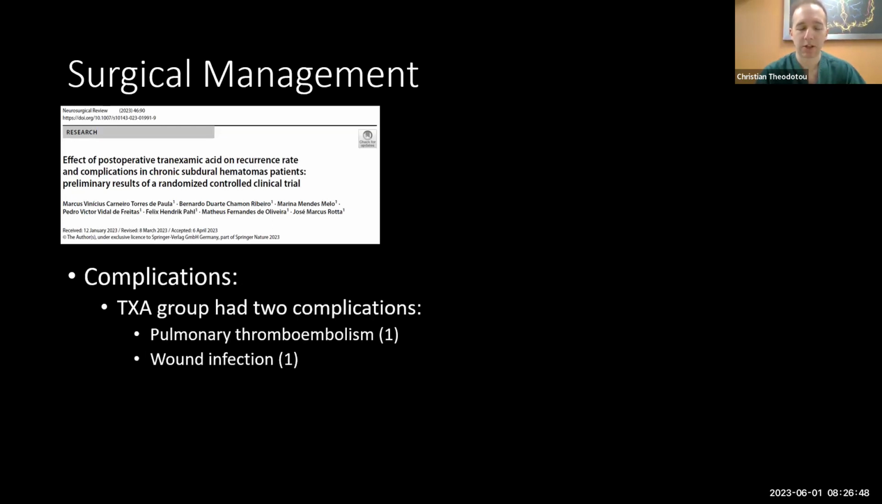They did see a higher complication rate with TXA. Again, the power wasn't quite there, but I think the important thing is that maybe there really wasn't much of a difference, although a larger trial would probably be better to look at that.